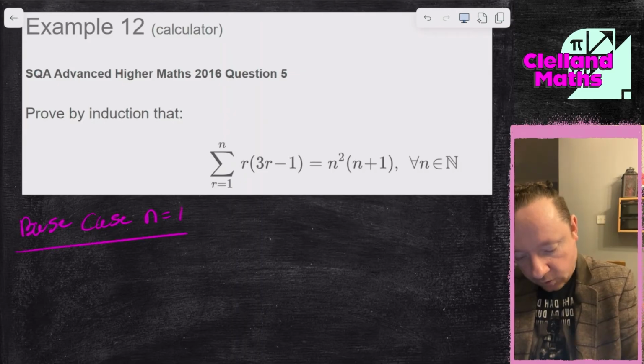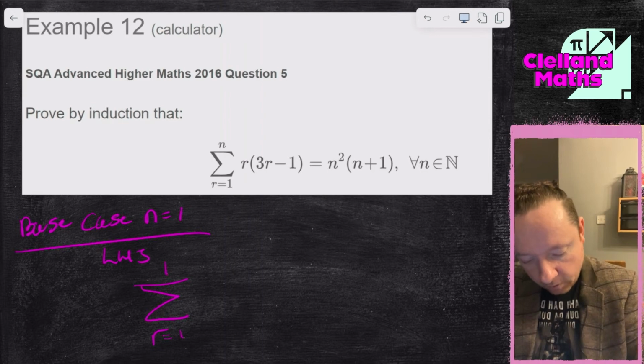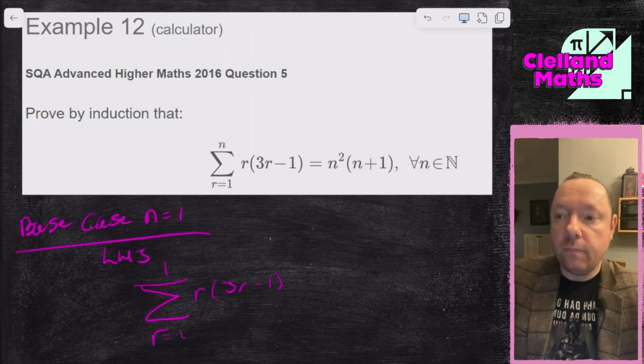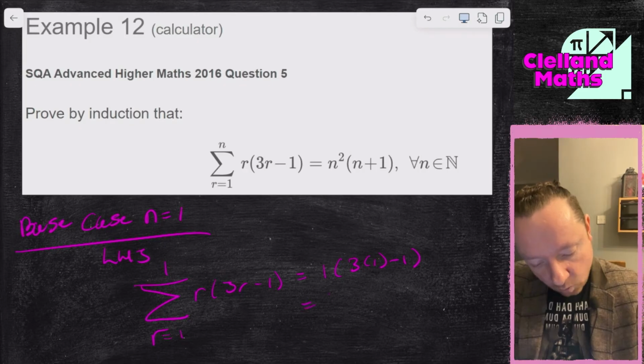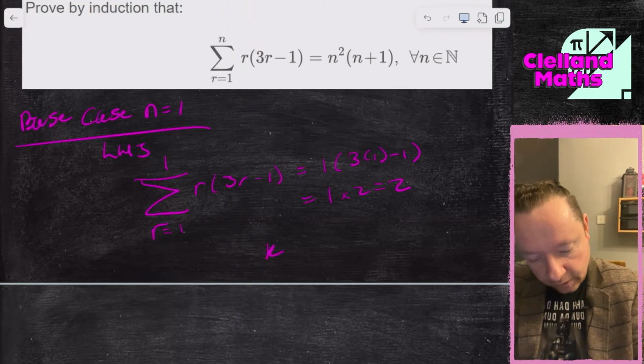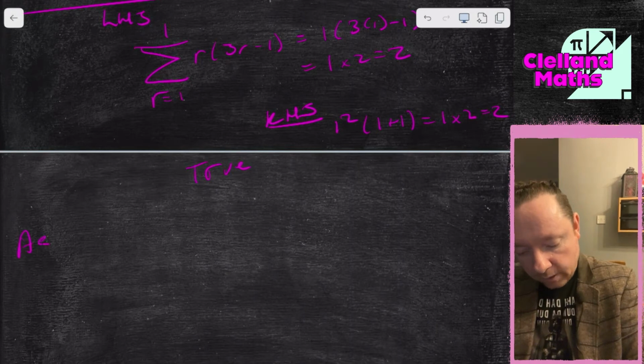n equal to 1. So our left-hand side gives us the sum of r equals 1 to 1 of r(3r minus 1). Well, that equals just 1, r is just 1 then, because it goes 1 to 1. That's 1 times (3 times 1 minus 1). So that's 1 times 2, which is 2. There's our left-hand side. And our right-hand side, 1 squared times (1 plus 1) is 1 times 2, which is 2. So true.